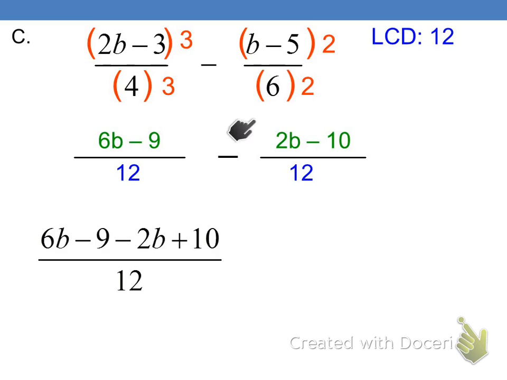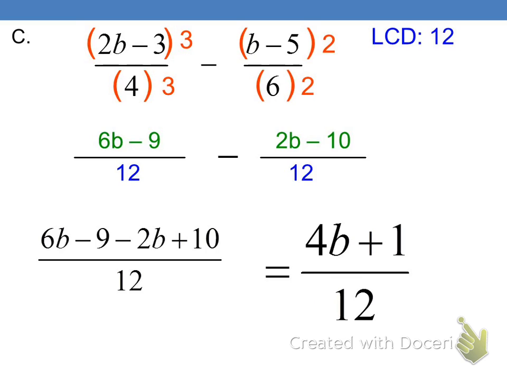Change the sign. Minus 2b plus 10. 4b plus 1. Does anything factor out of 4b and 1? No. So can I cross anything out? No. It is done.